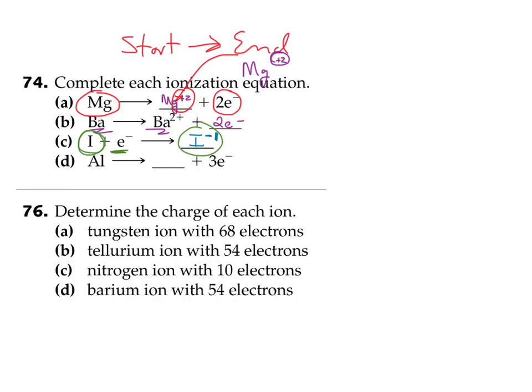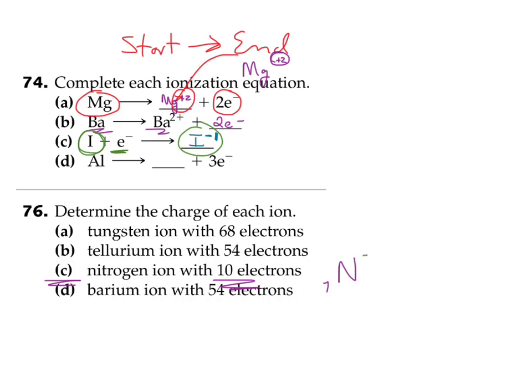Let's pick on the next one. Nitrogen: we find it on the periodic table, so you need a periodic table to do this one. I see it's atomic number 7. So nitrogen always has 7 protons, and if it's neutral, it'll have 7 electrons. This one has, instead of 7 electrons, 10 electrons. So what's the charge? -3.